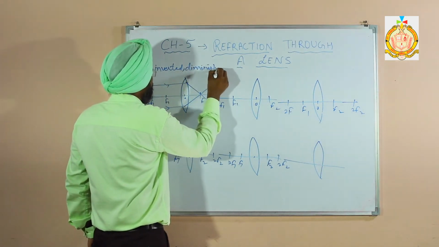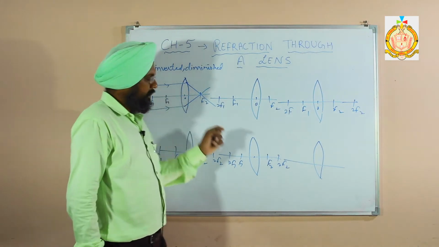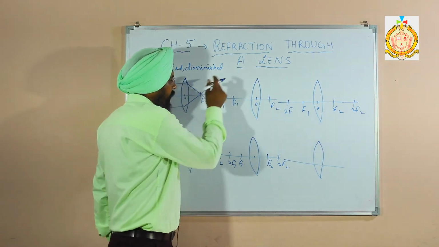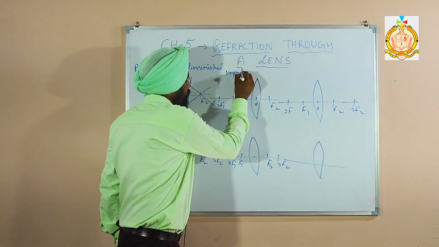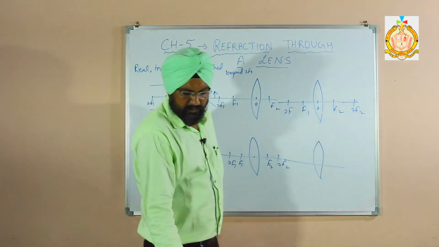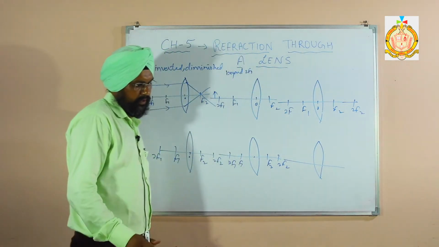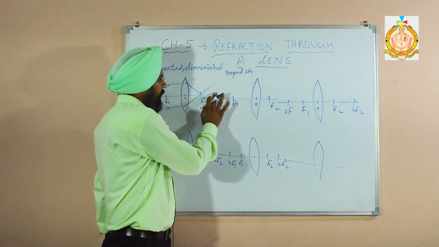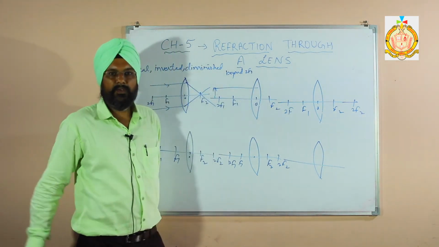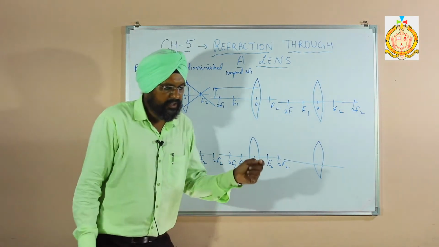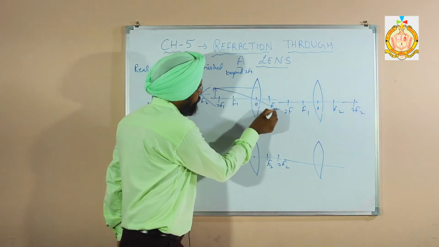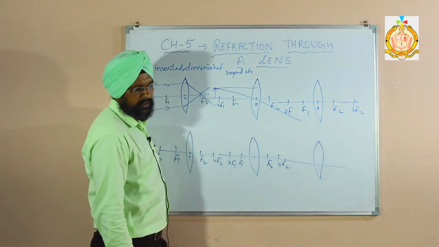Okay, second one is when the object now comes on the line, but beyond 2F1. When it is beyond 2F1, then one ray is always parallel, I am using the word always, students. And the second one always passes through the optical center.